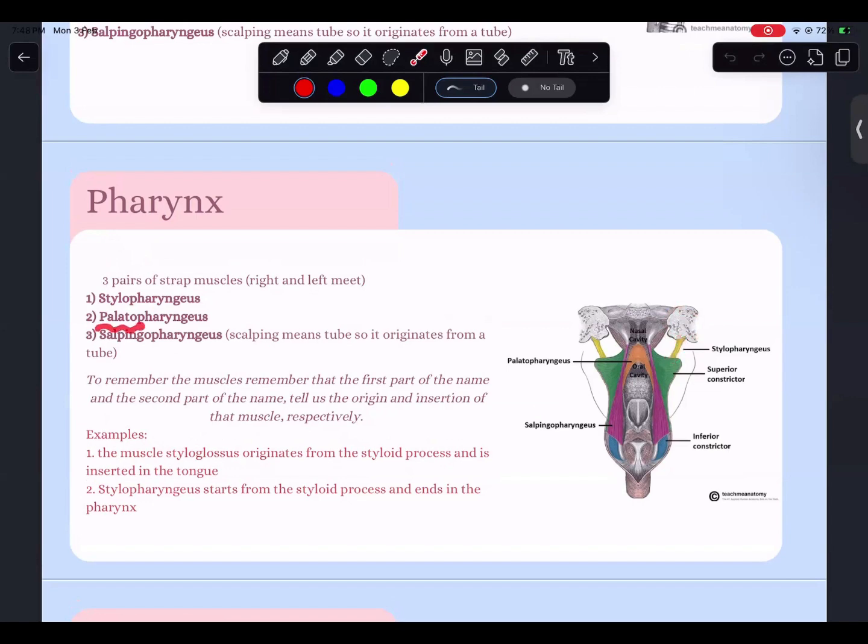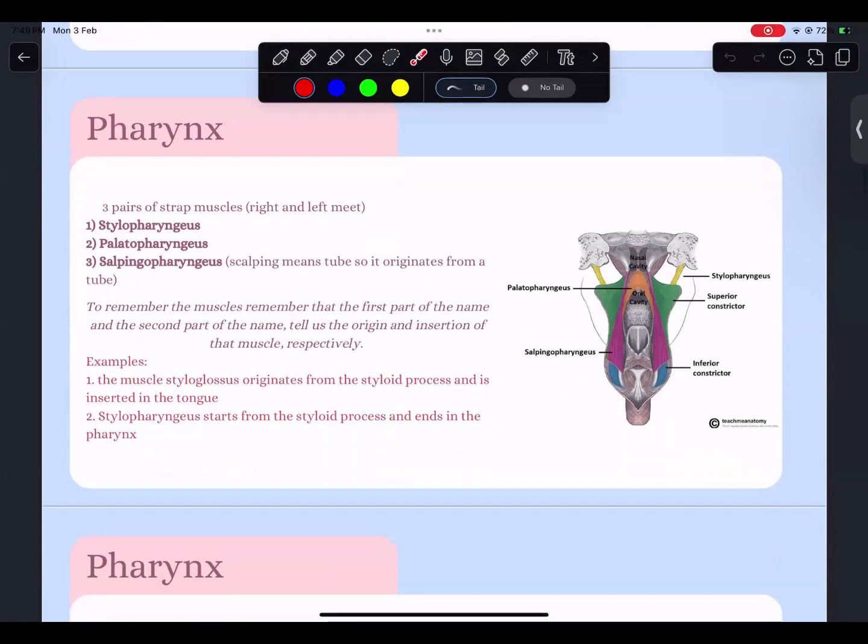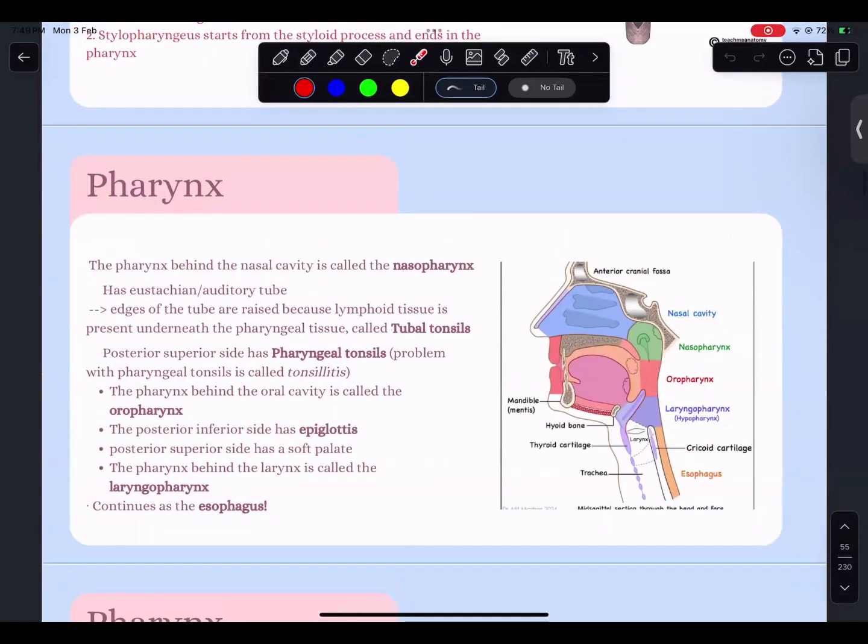Okay, your palatopharyngeus is going to be from the soft palate. This is going to be your palatopharyngeus. This is your palate. And then salpingo basically means a tube. So salpingopharyngeus originates from a tube, and then it goes and attaches to the pharynx. Okay, that's pretty much it for the pharynx muscles.